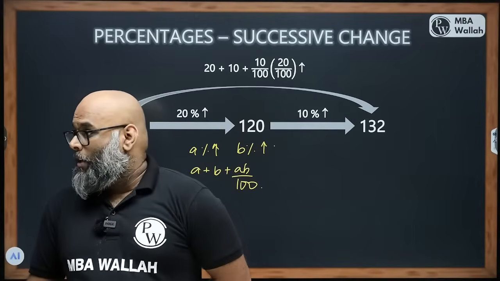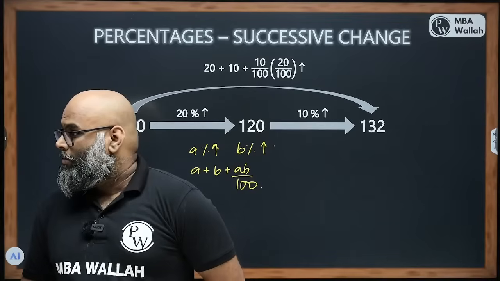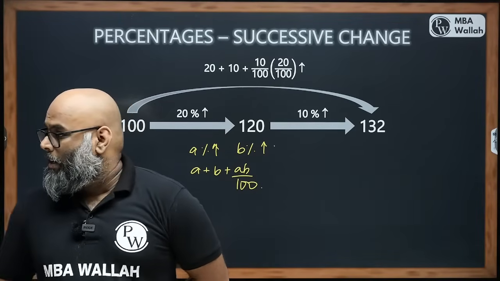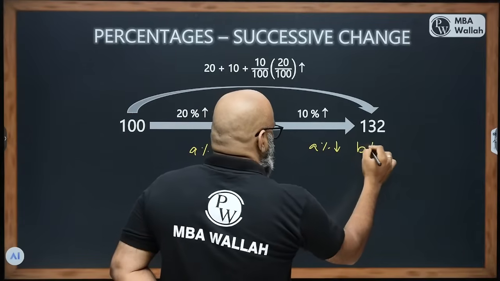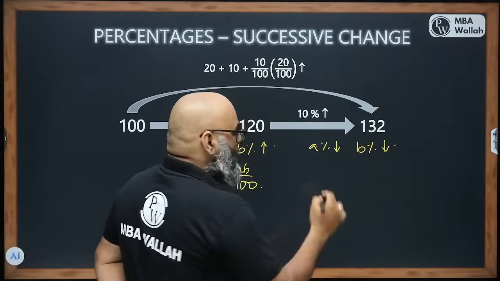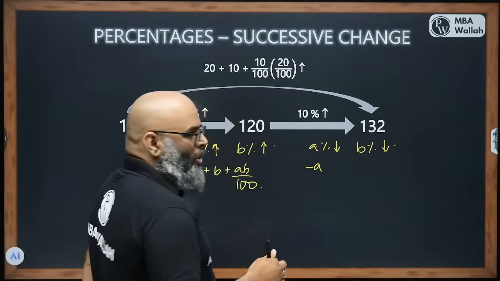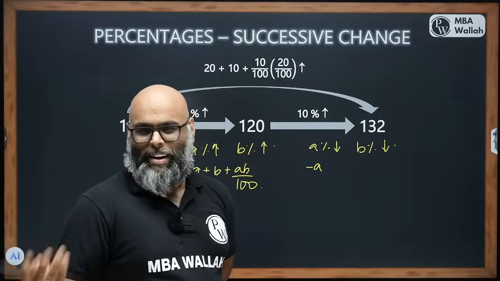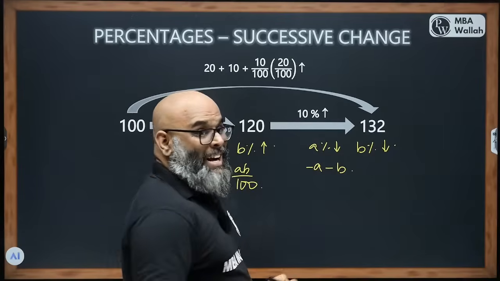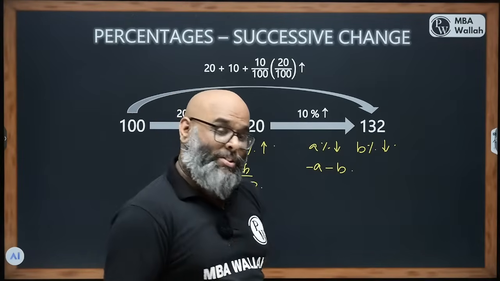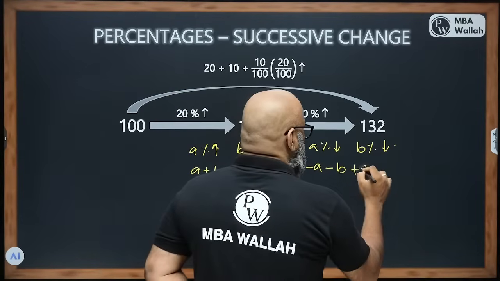What if both of them are decrease? You will say A% decrease, B percentage decrease. So it will be minus A, because that would have become 1 minus A by 100, right? Minus A minus B, minus into minus would have become plus. So that will become plus AB by 100.